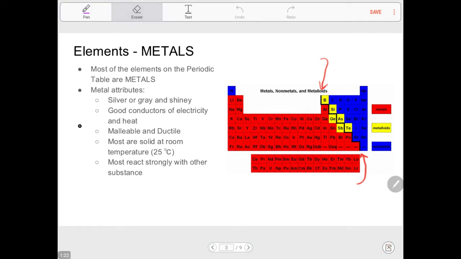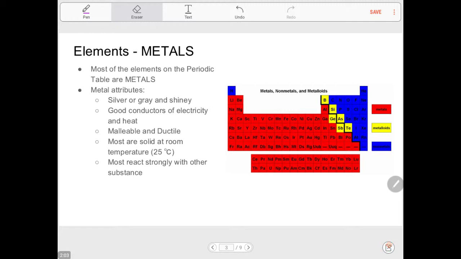Now, sorry for the writing there. Now, this is kind of your general flow. The elements. Now, what you can see is I want you to be generally aware of where the metals are found. Generally speaking, they're towards the left-hand side, and they're red. Here are some general characteristics. They are silver or gray and shiny. They are good conductors of electricity and heat. That's very important. They are malleable and ductile, which we learned about previously. Most are solid at room temperature, and most react strongly with other substances. These are just general properties, but important here, where are they found? Generally towards the left. Okay.